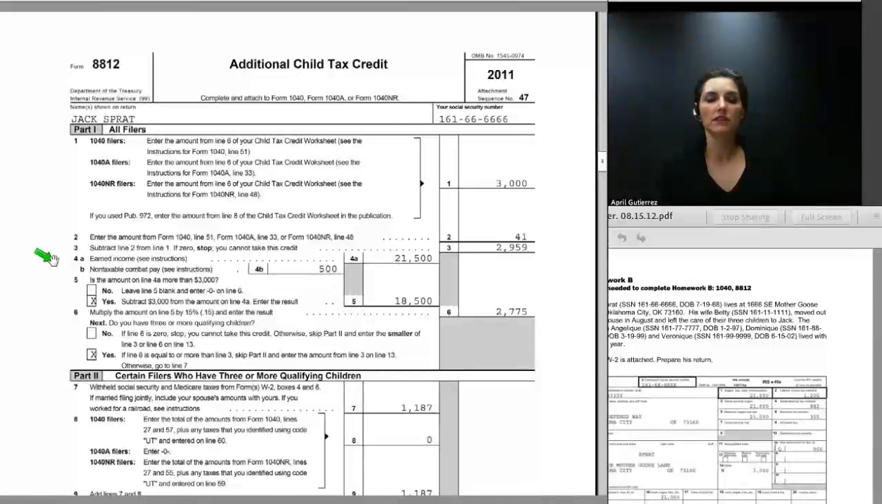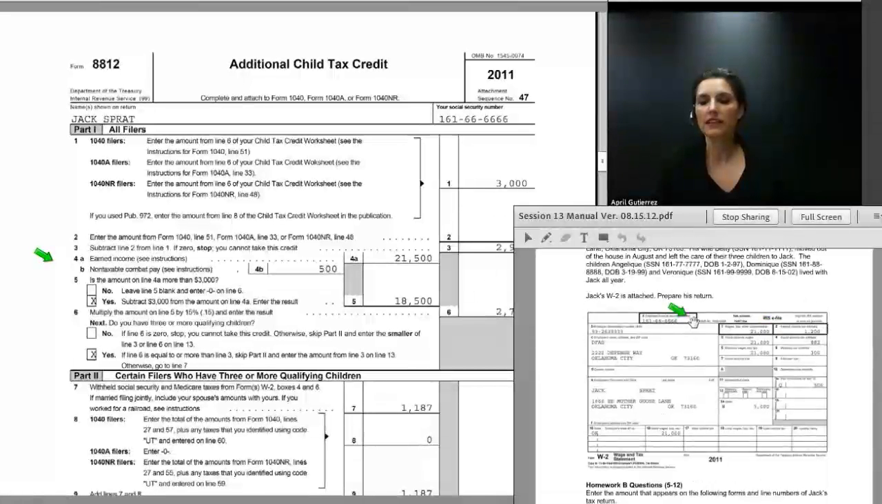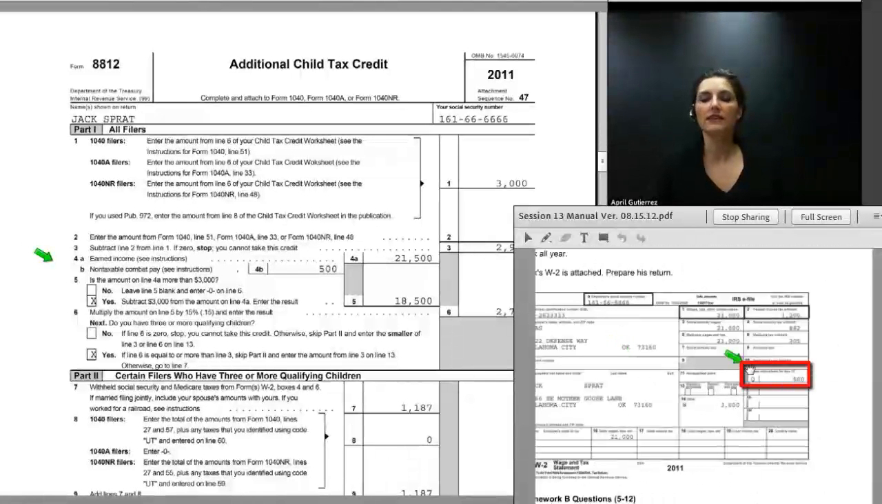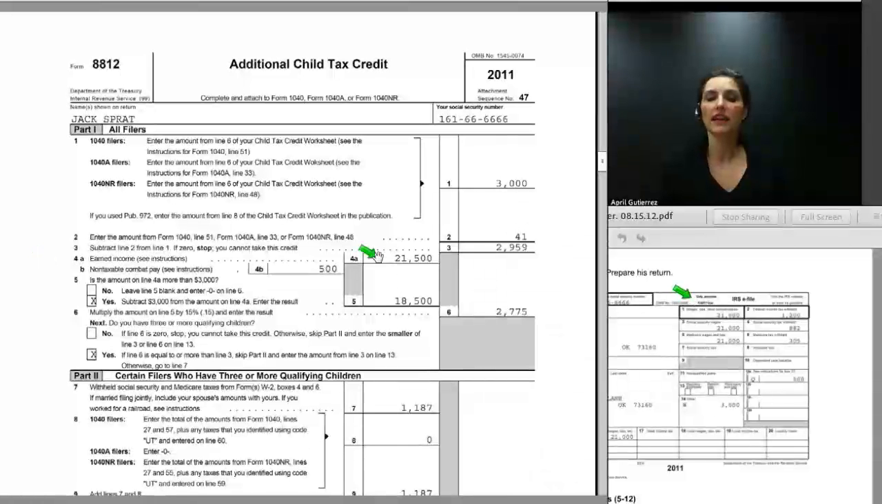And one of those items we need to look at is the amount of earned income that he had. When we go over to his W-2, we can see that his W-2 shows $21,000 of income, but that we have a code Q on his W-2, which is non-taxable combat pay. The non-taxable combat pay can be used to increase his income for purposes of calculating the child tax credit as well as the earned income credit. So even though the W-2 says $21,000, we're actually going to enter $21,500 in the space provided and indicate how much of that $21,500 is because of the combat pay.